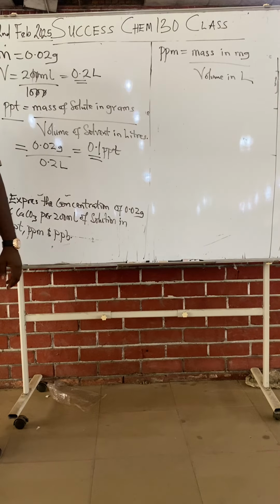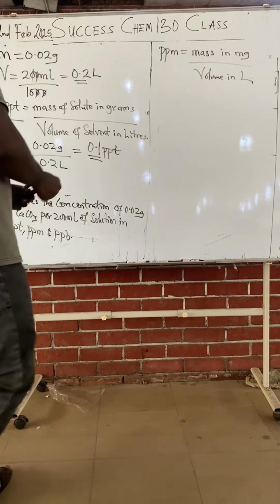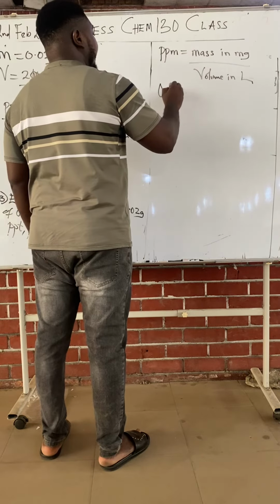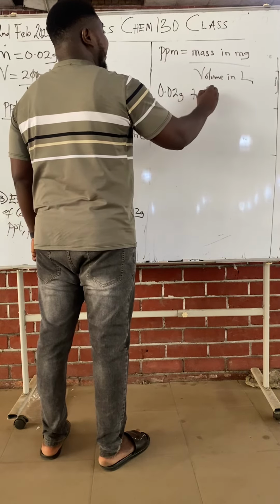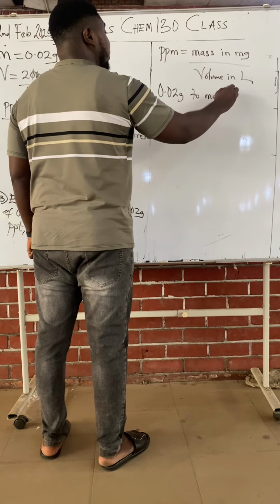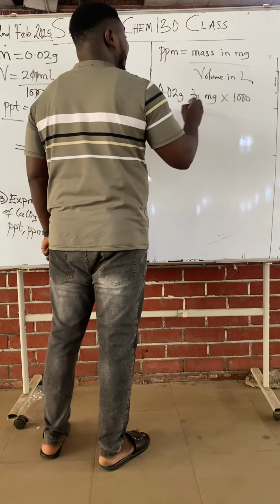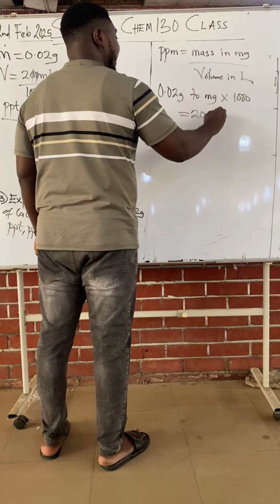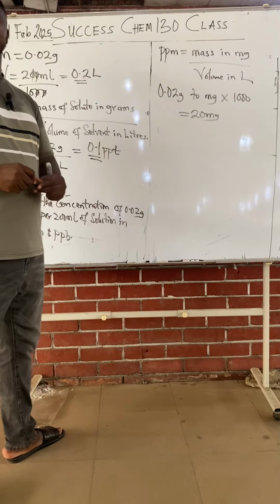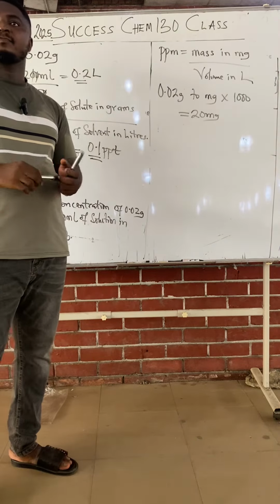Class, from gram to milligram, multiply by 1,000. So 0.02 gram to milligram is multiplied by 1,000. What would that give you? 20 milligram.